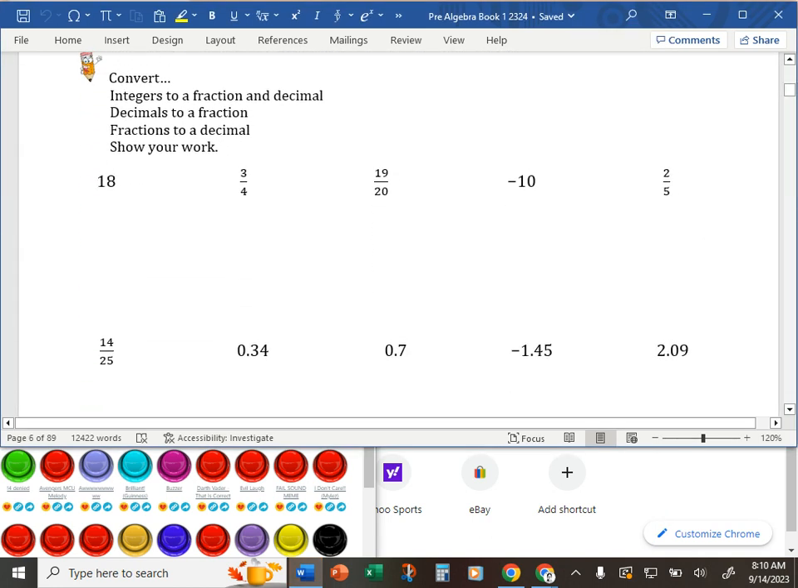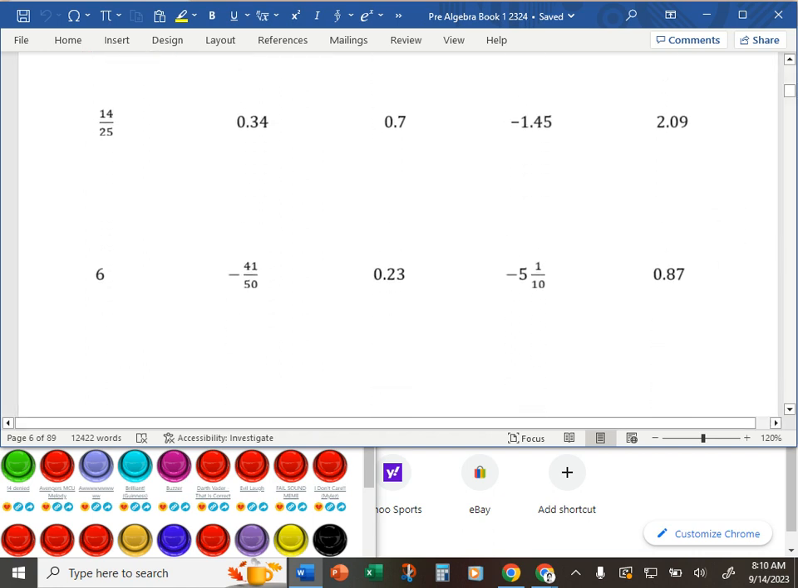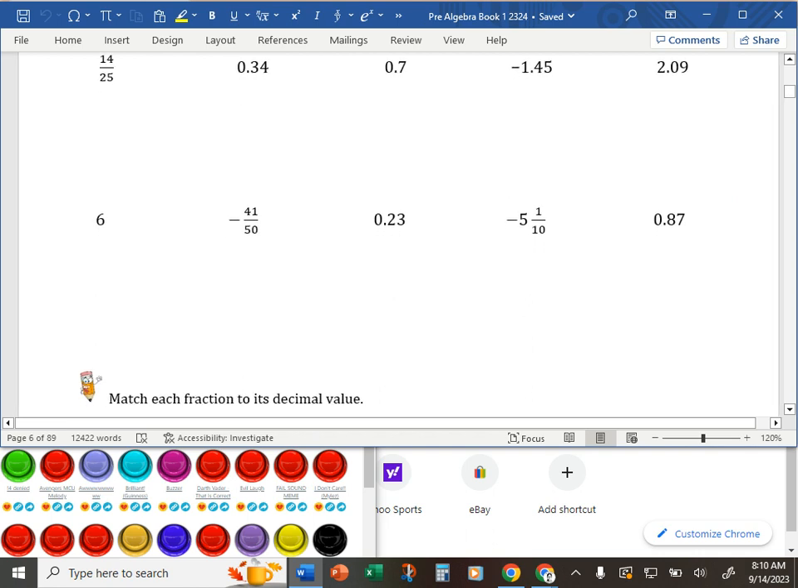Which one looks particularly daunting? It says convert integers to a fraction and decimal, decimals to a fraction, fractions to a decimal, and you do need to show your work. What do you want to go over together? Go down and go to -5 1/10. That one. -5 1/10. All right.